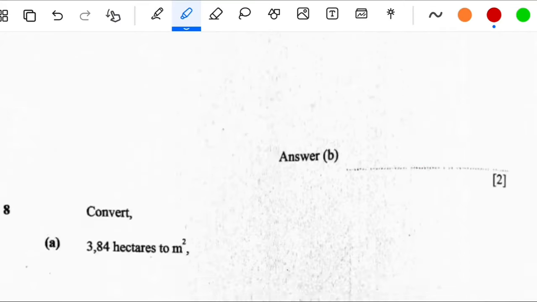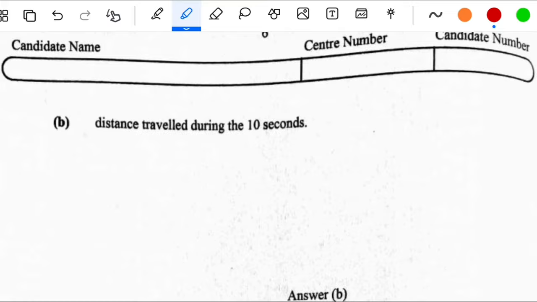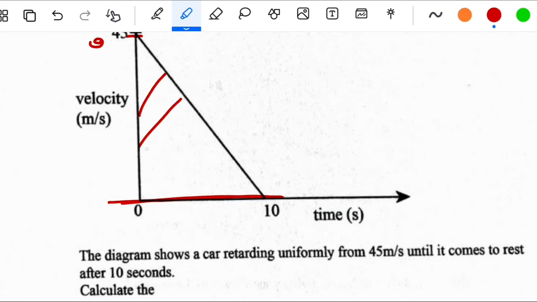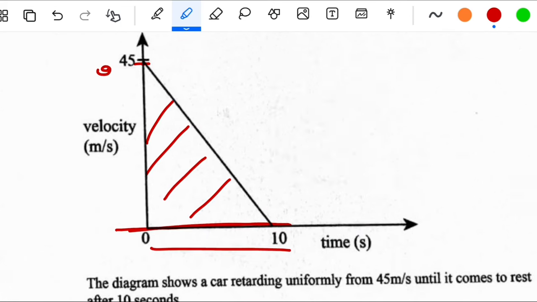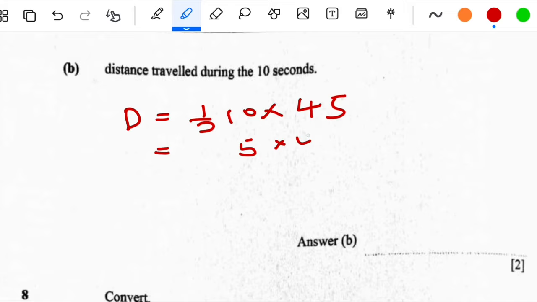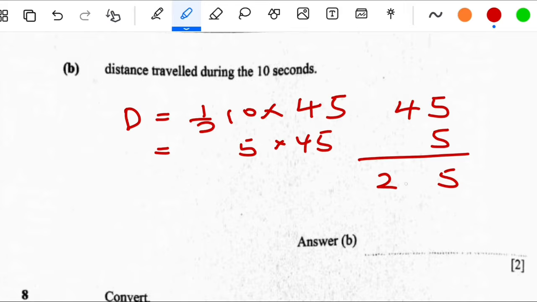Then B, calculate the distance traveled during 10 seconds. So distance is equal to the area under that graph. This area here is half base times height. So it's half of 10 times 45. So D equals half of 10 times 45, which is 5 times 45. Let me do it here. 5 times 5 is 25. 5 times 4 is 20, plus 2. So it's 225. So it's 225 meters here.